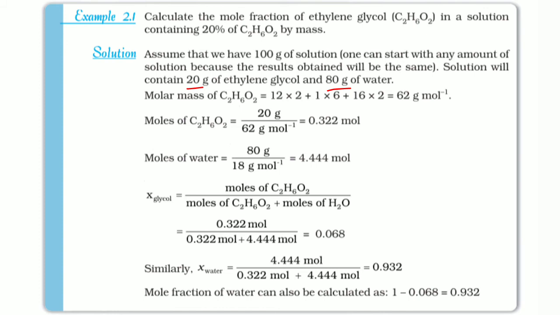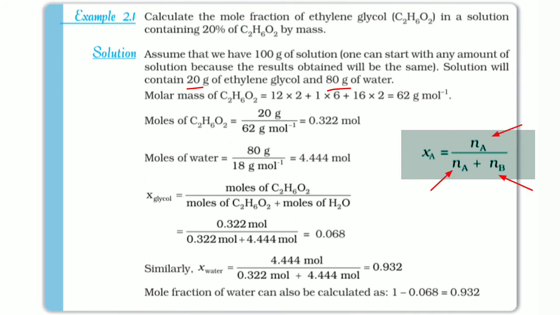Okay, but what is our aim here? Our aim is to calculate the mole fractions, and we know that to calculate the mole fraction of any component, we need to know the number of moles of those components present inside that solution. So here the components are ethylene glycol and water. We have the masses of the two components, 20 gram and 80 gram, so we need to convert this mass into number of moles. How are we going to do that?